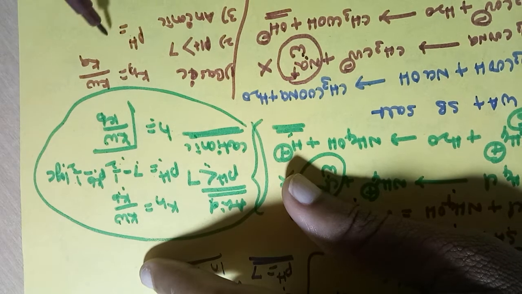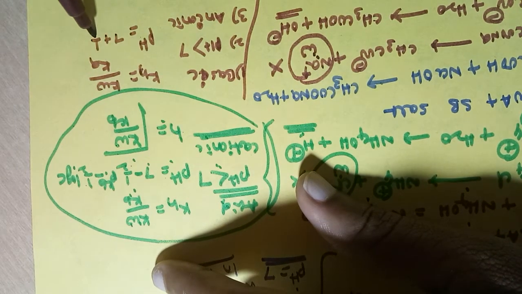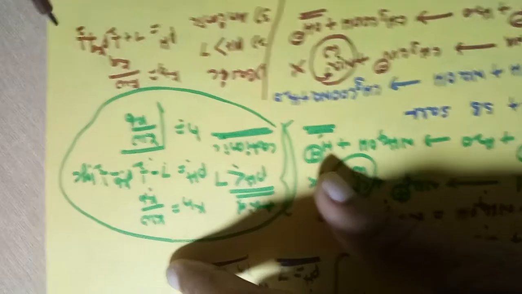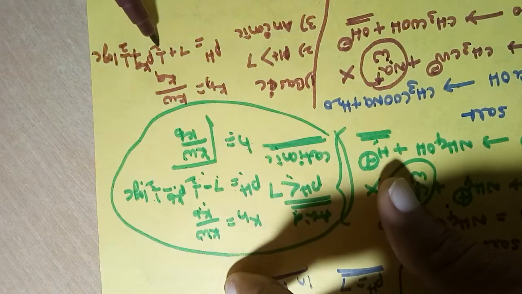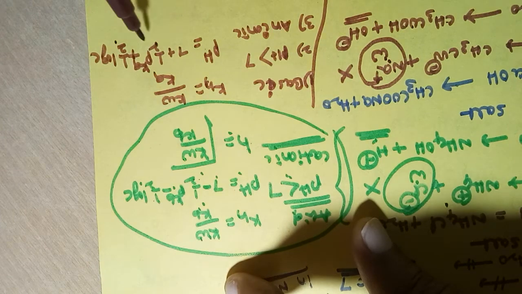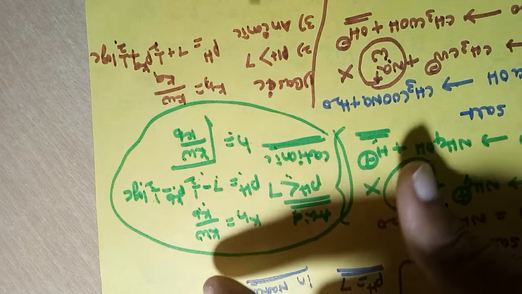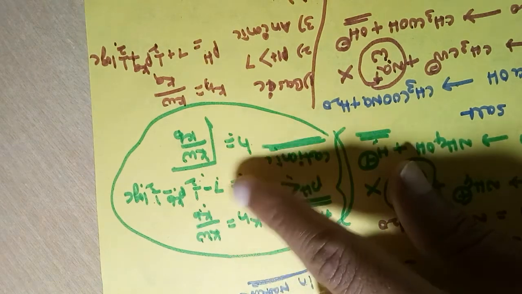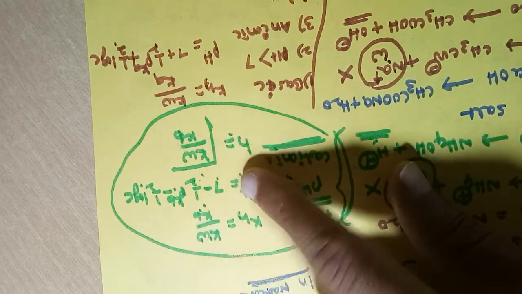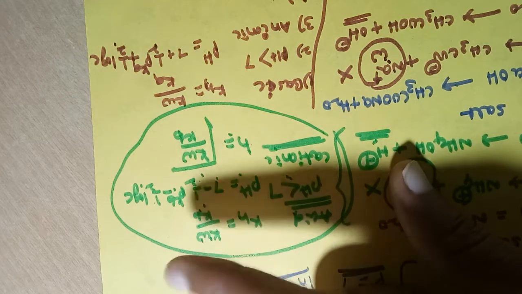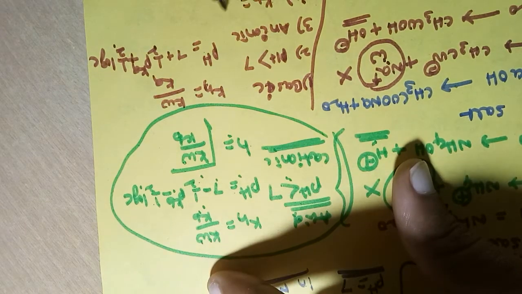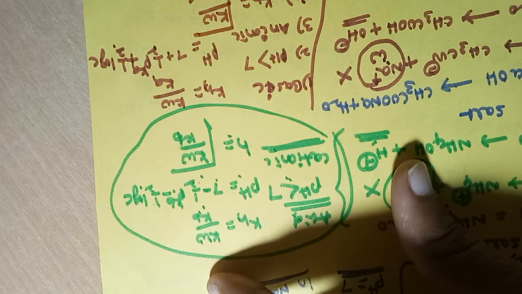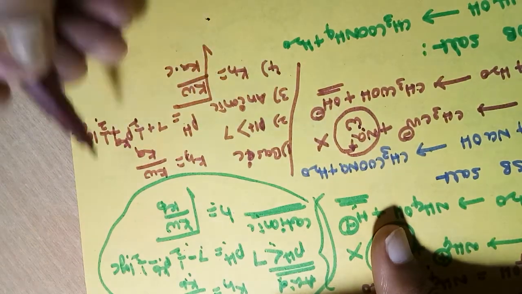pH we can calculate by the principle of 7 plus half pKa plus half log C. And the h value, this is the degree of ionization or degree of hydrolysis, we can calculate. h is equal to the square root of Kw by KaC.